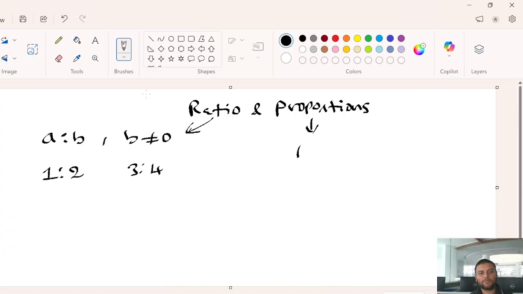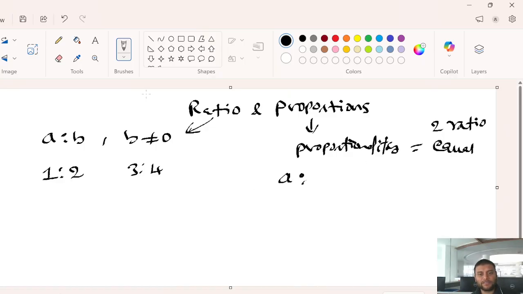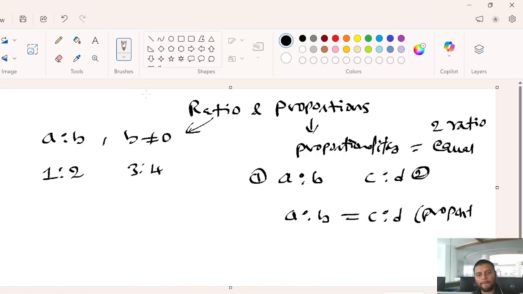Proportion means proportionality of two ratios. If two ratios are equal, and you put the equality symbol between them, then we say that those two ratios are in proportion. Let us take A is to B as one ratio, and C is to D as another ratio. We have two ratios: this is ratio 1 and this is ratio 2. If I say that A is to B is equal to C is to D, then we call these two ratios in proportion.